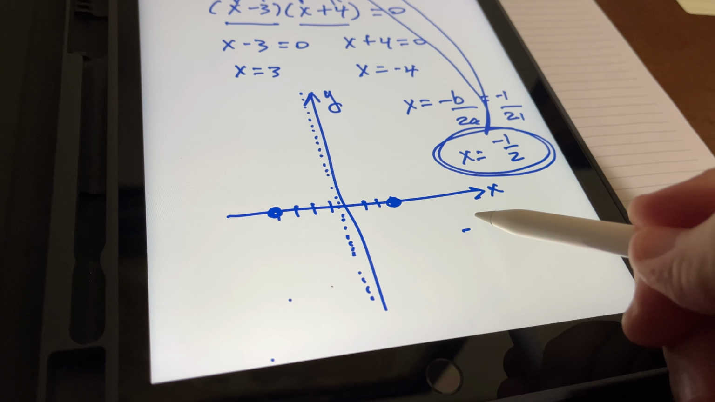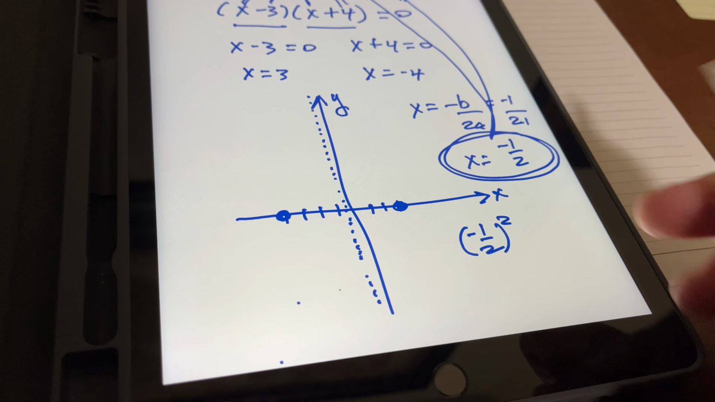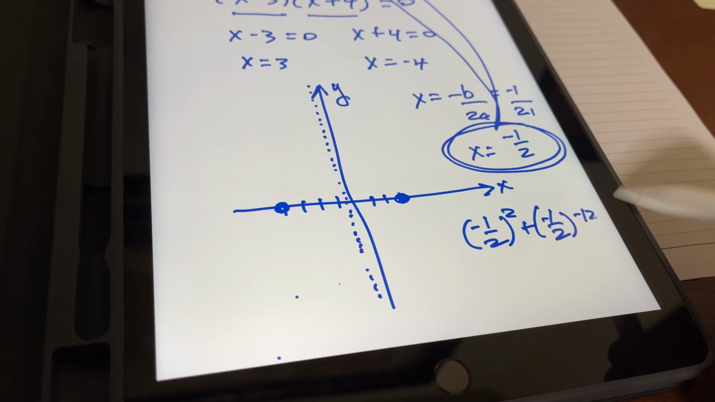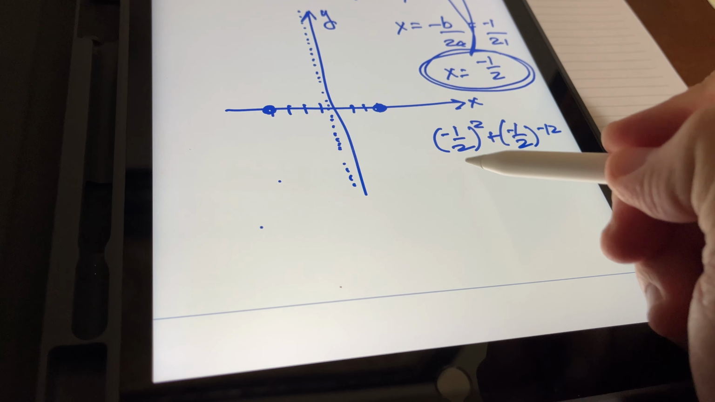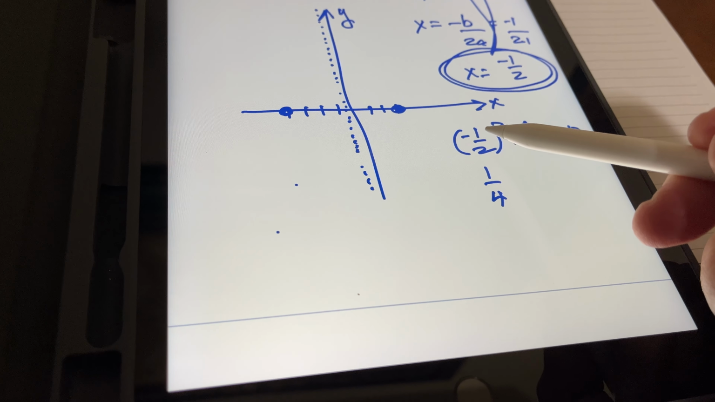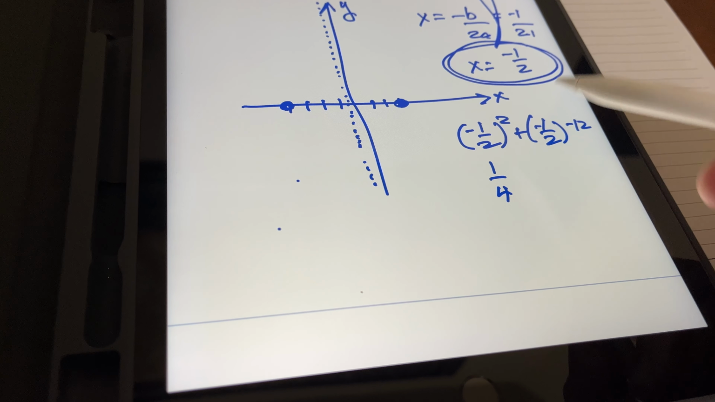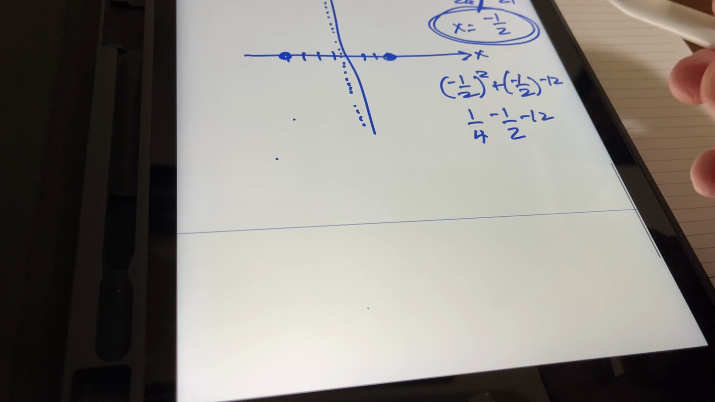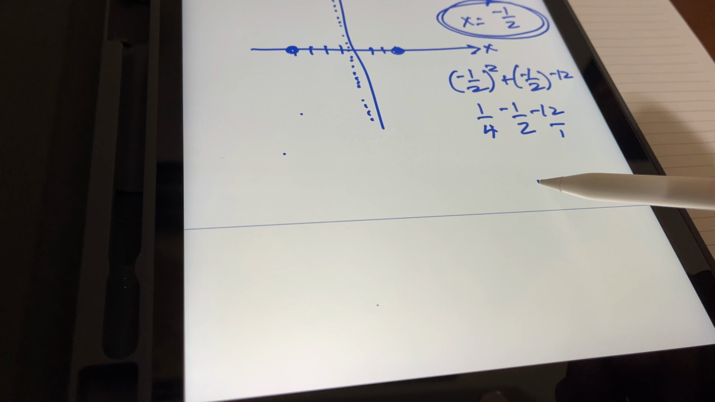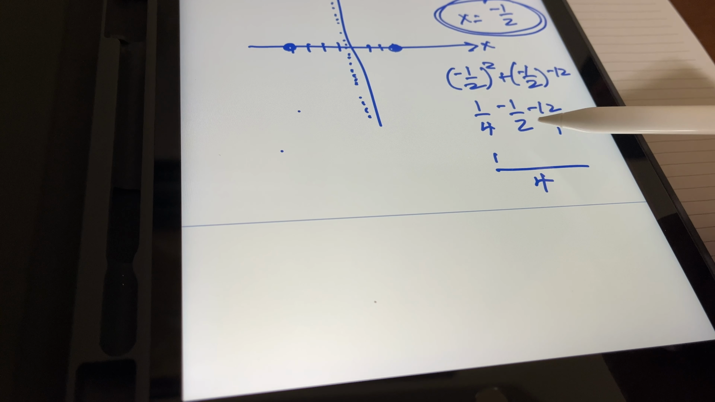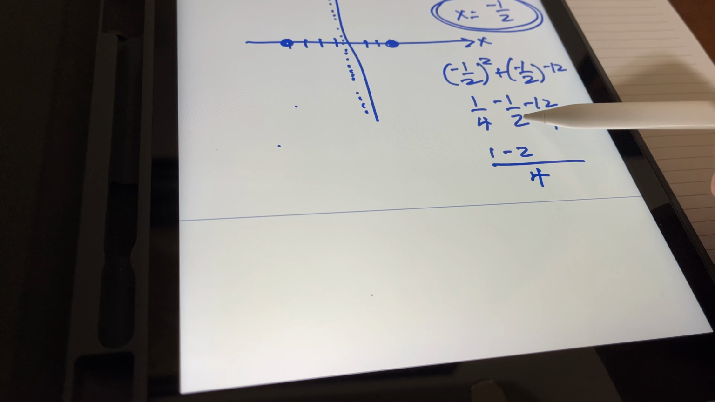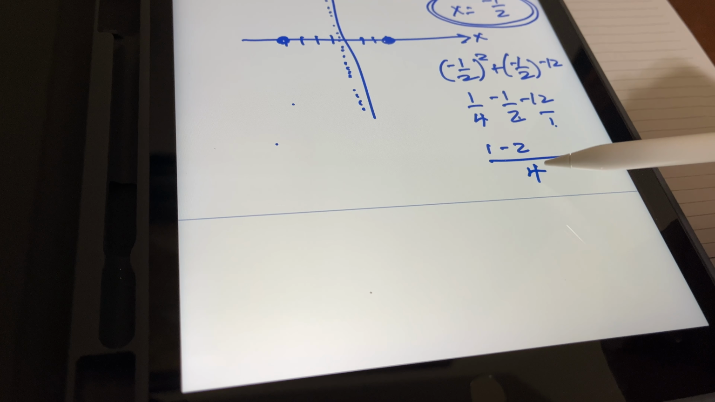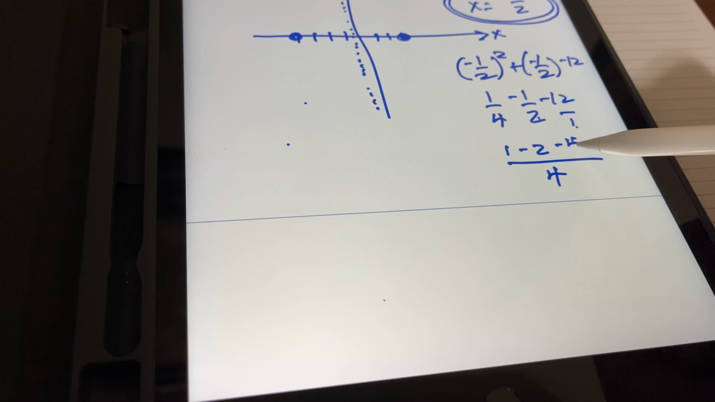So negative 1/2 squared plus negative 1/2 minus 12. Now, if I do the math on this, that's 1/4 because negative 1 times negative 1 is 1, and 2 times 2 is 4. So minus 1/2 and minus 12. So anyway, find the least common denominator of 4. I got 1/4. This is minus 2/4. 2 goes into 4, 2 times negative 1 is negative 2. 1 goes into 4, 4 times negative 12 is negative 48.